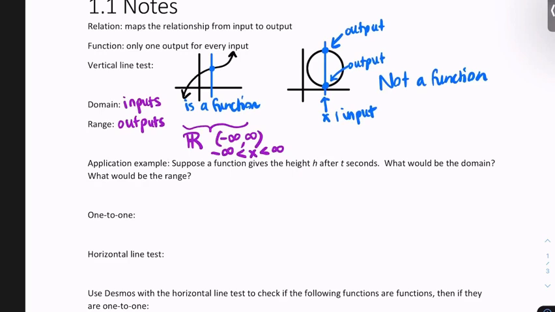For an application problem, remember I said that it relates to variables, so this function is going to give the height after t seconds, so that means the height depends upon time, and so that would mean that the time is the independent variable, so time would be the domain, time in seconds, and then the range would be the height.